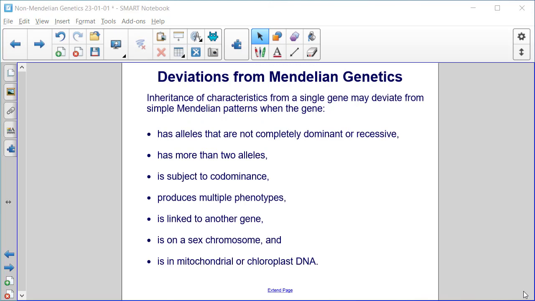Inheritance of characteristics from a single gene may deviate from simple Mendelian patterns when the gene has alleles that are not completely dominant or recessive, has more than two alleles, is subject to codominance, produces multiple phenotypes, is linked to another gene, is on a sex chromosome, and is in mitochondrial or chloroplast DNA.